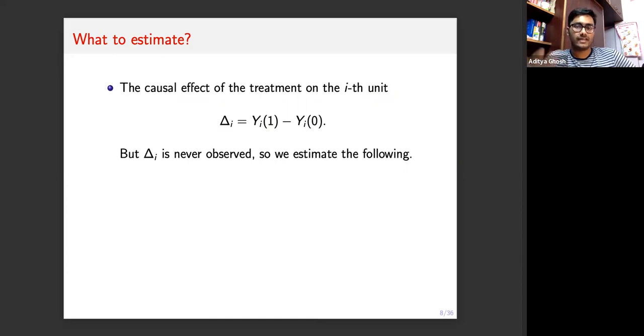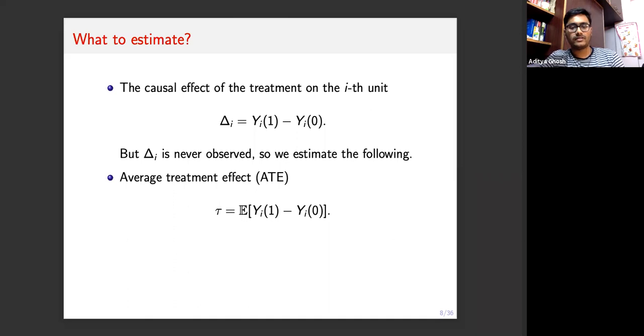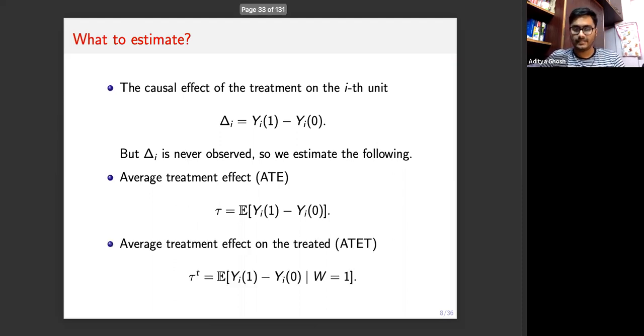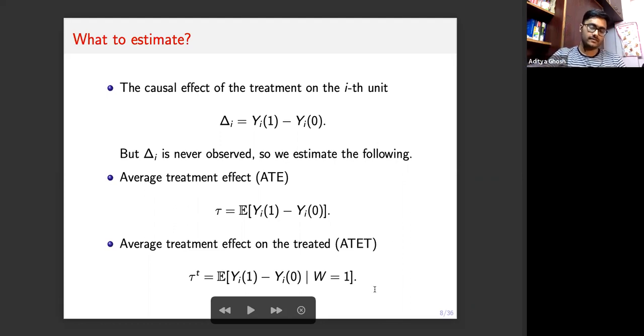Of course, delta i will be different for different units, but we have to assume that on average they are the same, so their expectation is the same, and we estimate this quantity, which is called the average treatment effect. So we assume that this is the same for all the units. And similarly, there is another estimand, which is the average treatment effect on the treated. That is done by simply conditioning on W equal to 1. I think here is a typo. This should be Wi equal to 1. So we are basically assuming that the ith unit has been exposed to the active treatment, and for that ith unit, we are finding what is the effect of the treatment.